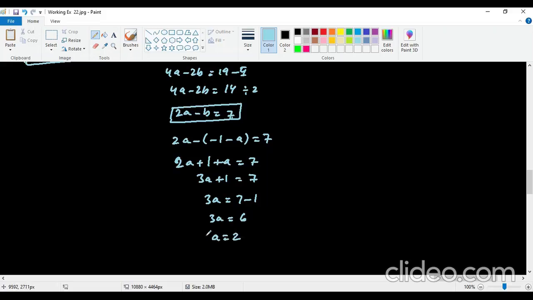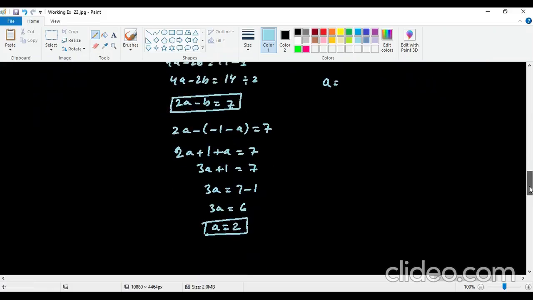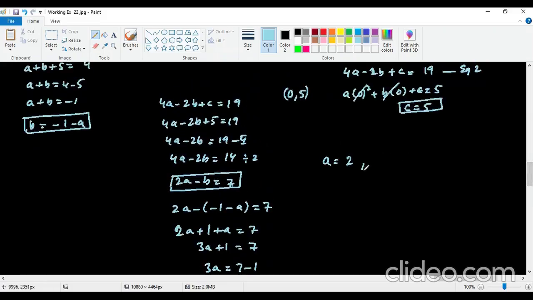Now I know the value of a, I know the value of c. The value of a is 2. The value of c is 5. Now I'll find out the value of b. The value of b is equal to negative 1 minus a. So the value of b is going to be negative 1 minus 2. That means the value of b is going to be negative 3.